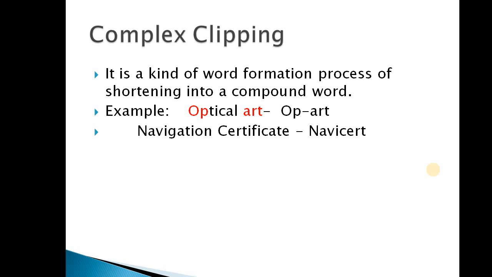Okay, so for example, optical art. Now if you clip this compound word optical art, you will write op art. So how does it happen? It happens like this. Here, if there is a compound word already in full form, without any sort of abbreviation, you can see that the initial letters of the beginning word will be cut off, and what remains is the shortened version of this word: optical art, op art; navigation certificate, navy cert. Okay, so this is how you can see complex clipping.